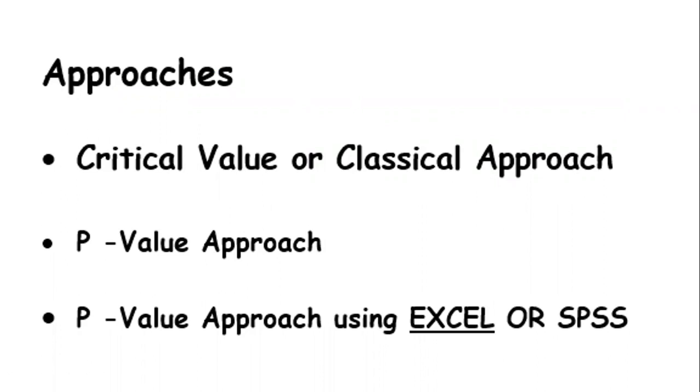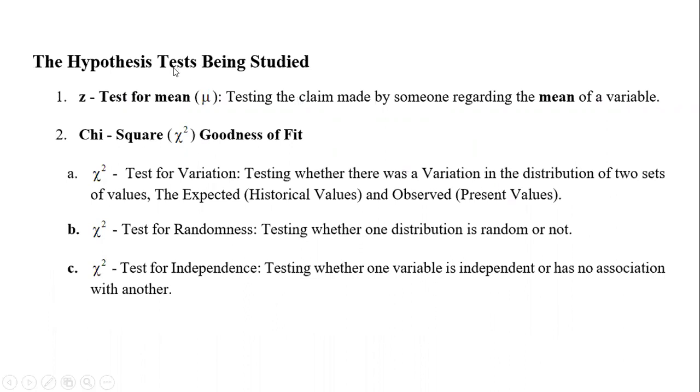So, there are different types of hypothesis tests. The ones being studied here are the z-test for mean, testing a claim made by someone regarding the mean of a variable, and three types of chi-square or goodness of fit. That is a Greek symbol, and this one is the Greek symbol mu for mean, and chi-square for that type of test. Three versions only: chi-square test for variation, chi-square test for randomness, and chi-square test for independence.